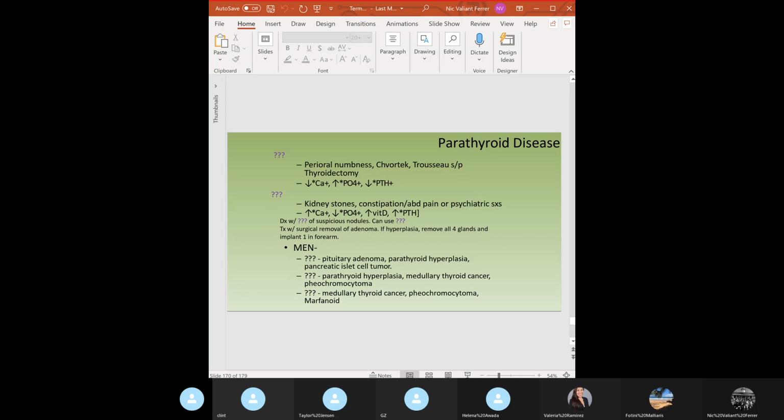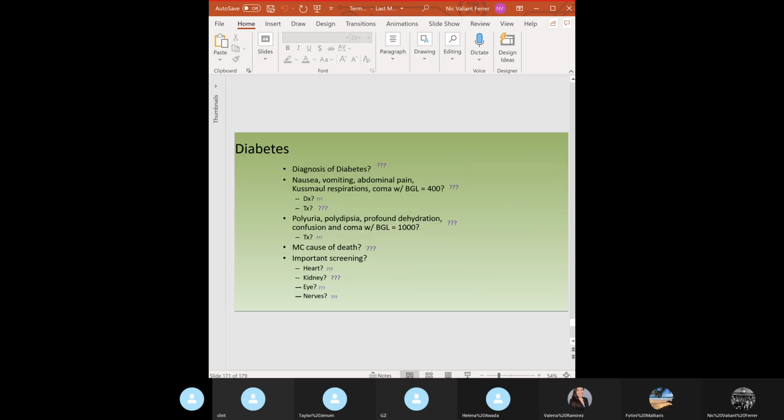MEN1: pituitary adenoma, parathyroid hyperplasia, pancreatic islet cell tumor. MEN2A: parathyroid hyperplasia, MTC, pheochromocytoma. And then MEN2B: medullary thyroid cancer, pheochromocytoma, and then marfanoid habitus.